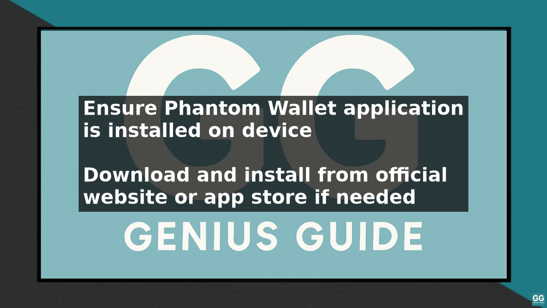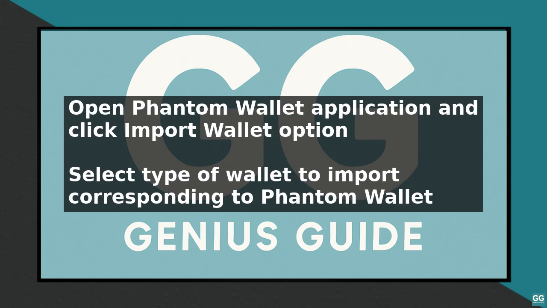If not, download and install it from the official website or App Store. Next, open the Phantom Wallet application and click on the Import Wallet option. This option is usually found on the initial startup screen or in the settings menu.